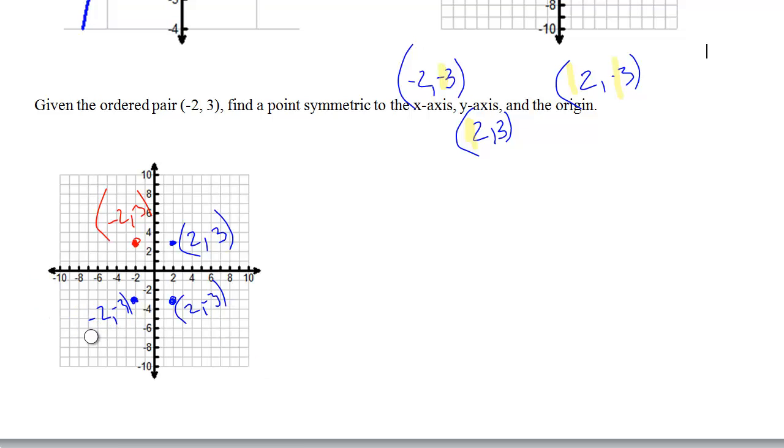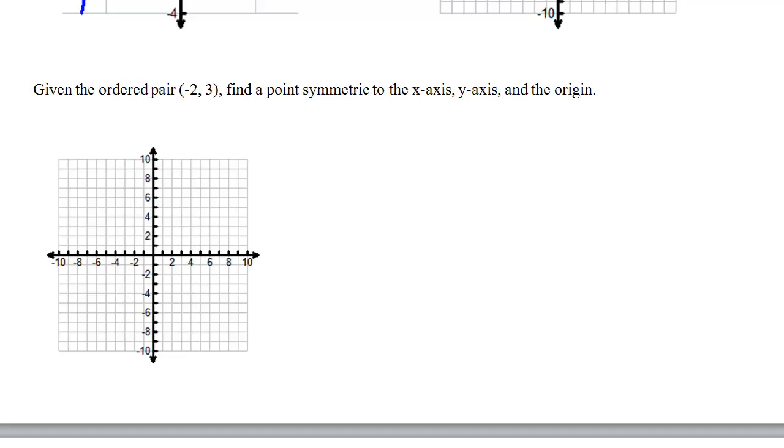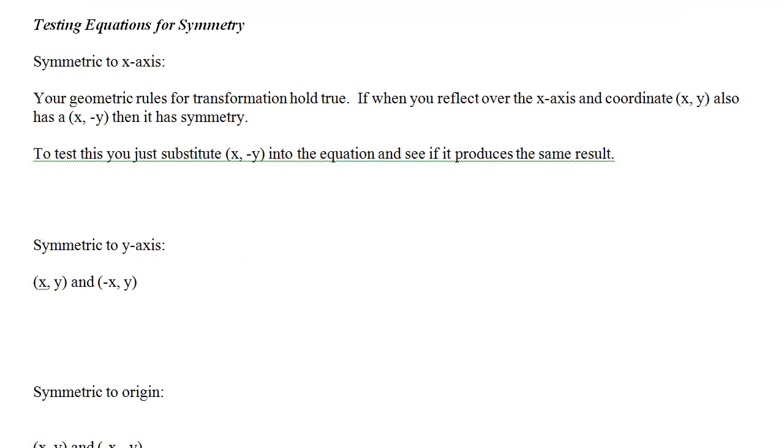And there are my points that ultimately have been reflected across x and y and rotated 180 degrees about the origin. So all those same concepts in geometry are coming up again. So how do we test for symmetry?